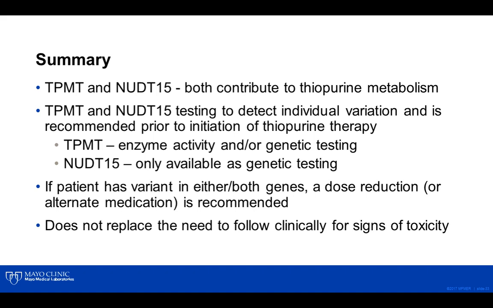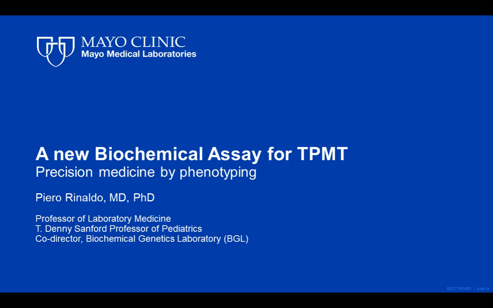If a patient has a variant in either or both genes, a dose reduction or potentially an alternate medication is recommended. The combined TPNUV test result includes a combined interpretation, and it is important to note that although these tests are very helpful in predicting which patients are at increased risk of toxicity so that their medication dosing can be adjusted or an alternate medication can be selected, careful clinical monitoring for signs of toxicity remains essential to ensure patient safety. Now I'll turn this webinar over to my colleague, Dr. Rinaldo, to walk you through the TPMT3 enzyme activity assay.